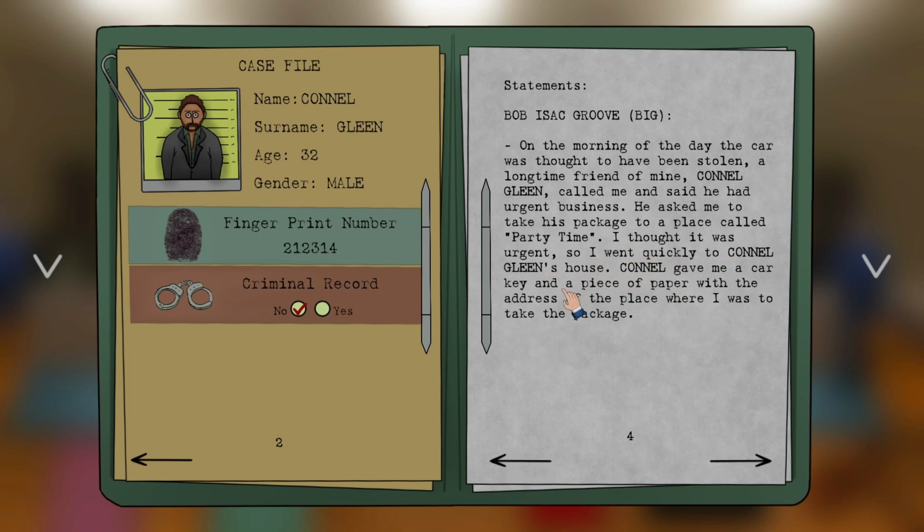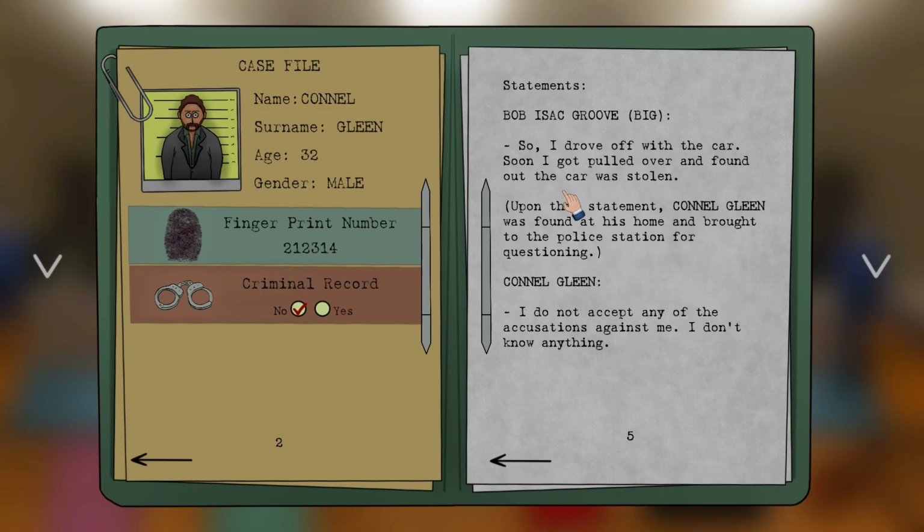Colonel gave me a car key and a piece of paper with the address of the place where I was to take the package. I drove off with the car. Soon I got pulled over and found out the car was stolen. Upon this statement, Colonel Green was found at his home and brought to the police station for questioning.